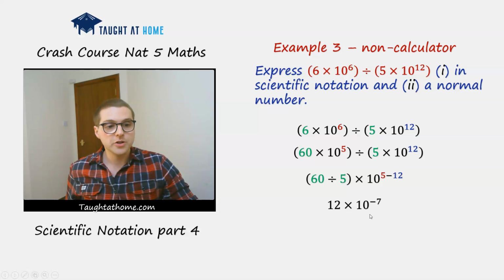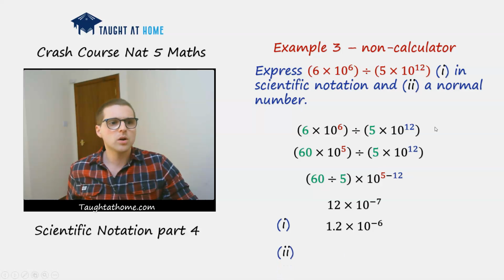And we've got the first part to do, which is to convert that into scientific notation. So again, we have to divide this bit by 10, so the decimal point goes in between the 1 and the 2. Because we're dividing this by 10, we have to increase this by 1. So that'll be 10 to the negative 6. So it'll be 1.2 times 10 to the negative 6.